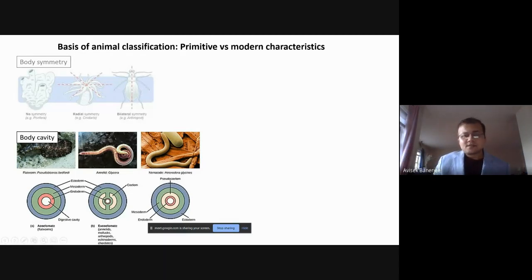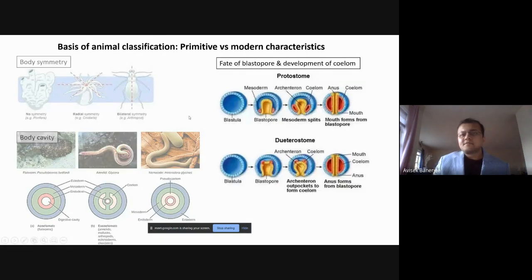So again, if you take another example, the fate of blastopore and development of coelom. In some groups of animals, the blastopore, which is formed during the developmental stage, forms the mouth. But in another group of animals called deuterostomes, the same blastopore forms the anus first, and the opposite side gives rise to the mouth. So if you look at the classification, you can clearly understand that protostomes are primitive and deuterostomes are modern.